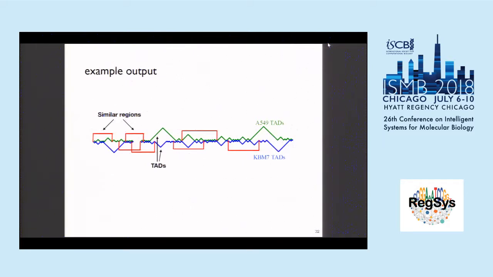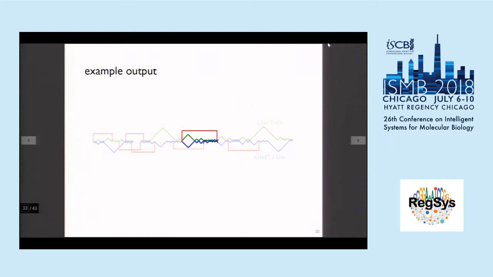In the method overview was a toy example. It doesn't look that great, but these are real TAD sets. So in green, the triangles on top are the TADs from A549 cells, and in blue on bottom, we have TADs from KBM7 cells. And then these red boxes here represent the regions that our method said were structurally similar between these two TAD sets. So this one in here is a nice example. You can see that the TADs line up almost perfectly in this region. It's just a good demonstration of what we were trying to find with this method.